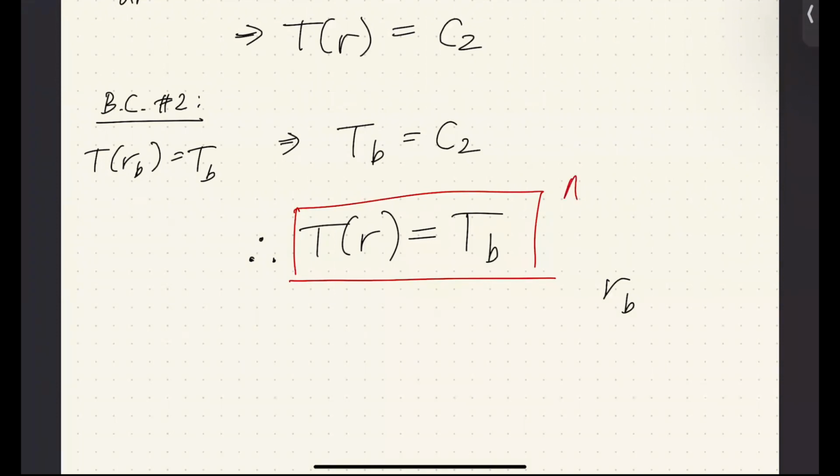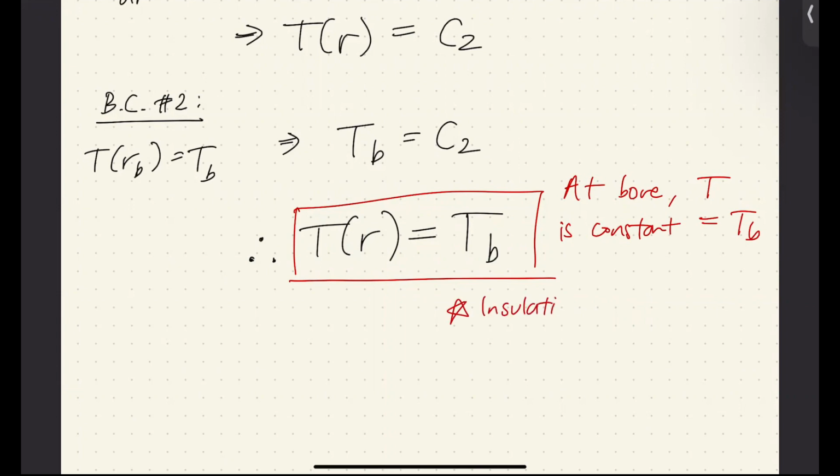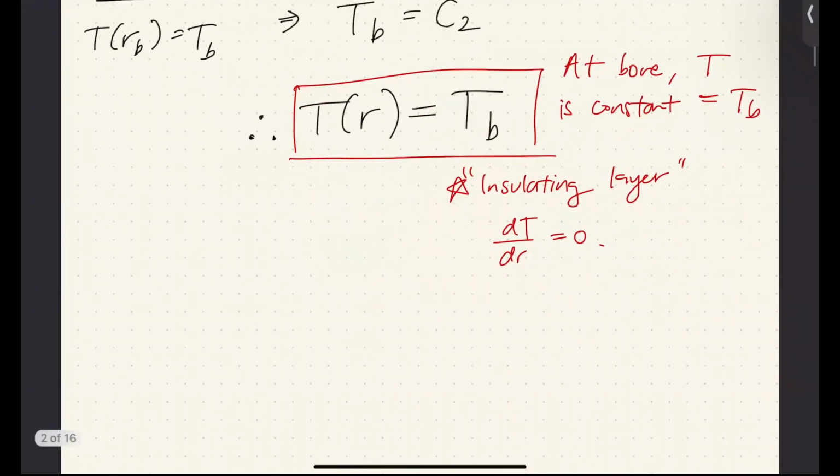Temperature in the bone, T, is constant. It's equal to T_B, right? Great, and this is because of our insulating layer, or dT/dr equals 0. That's what makes that happen, okay? So we just solved for our first layer.